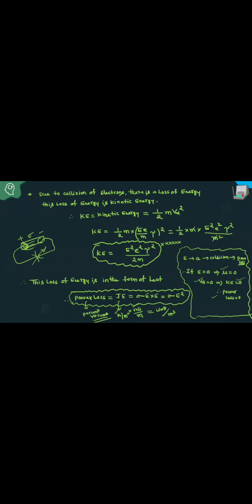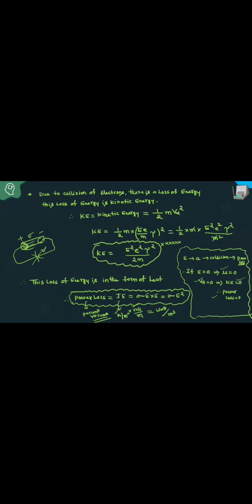Power loss takes place if there is a movement of charge, a movement of electrons. If the electrons are accelerated, then only there is collision. If there is a collision, then only there is a power loss. So if there is no electric field, there is no power loss. This is about what exactly? Charge and current.